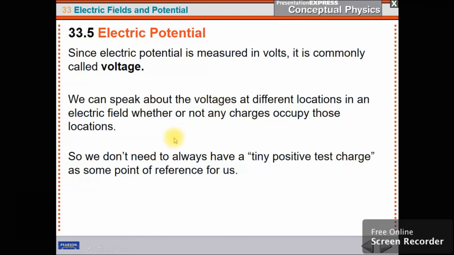At this spot, it's 100 volts. At that spot, it's 200 volts. And we don't need to imagine a tiny positive test charge in that spot and figure out what it's going to do.